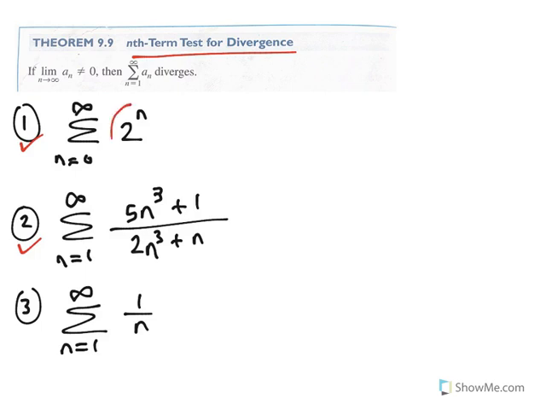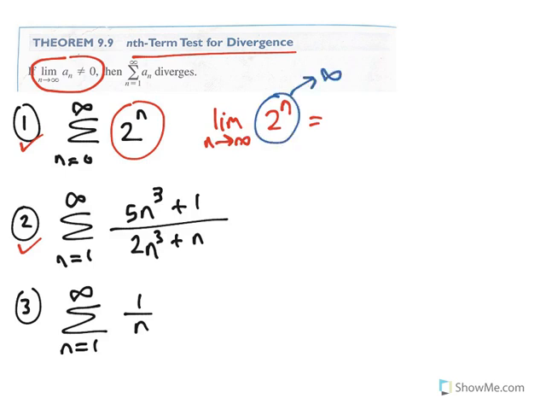So you look at the nth term of the series, and you look at the limit of the nth term of the series. So for number 1, we have that the limit of 2 to the n as n approaches infinity. We know that as n goes to infinity, 2 to the n will also go to infinity. So this limit is not equal to 0. And the nth term test for divergence states that if the limit of the nth term as n goes to infinity is not equal to 0, then the series diverges. So we may conclude by the nth term test for divergence that this series diverges.